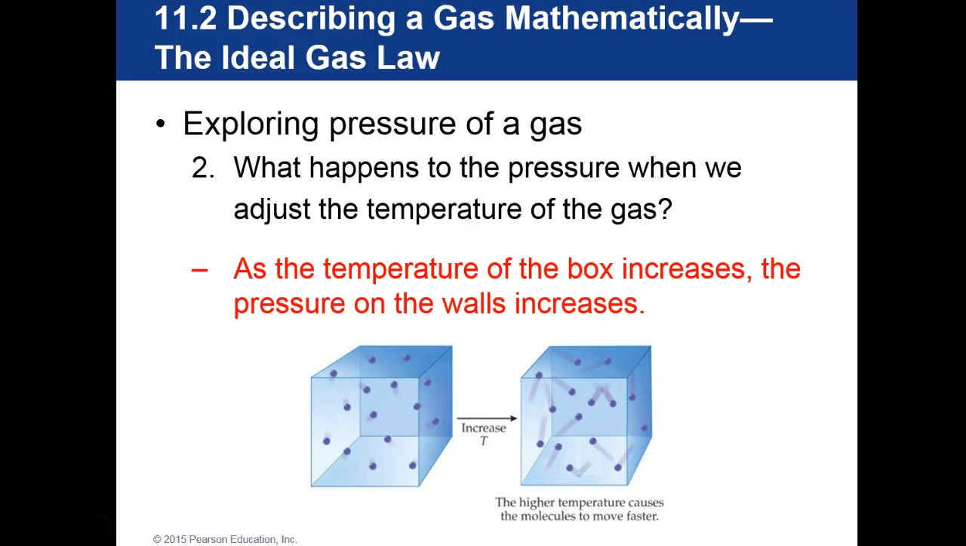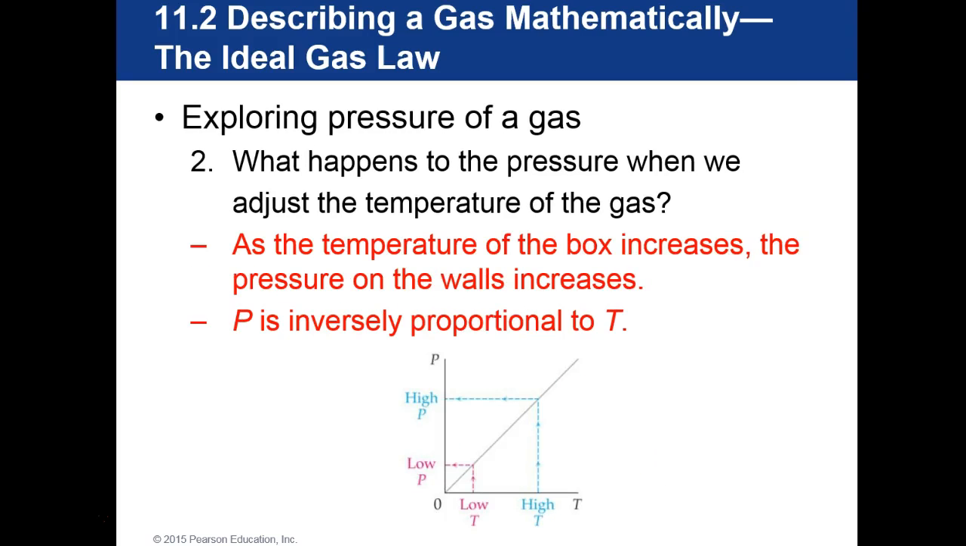Second, what happens to the pressure when we adjust the temperature? Well, we kind of discovered this one with the balloon example in the beginning. As the temperature of the box increases, the pressure on the walls increases. The molecules are moving faster, and it actually increases the pressure.